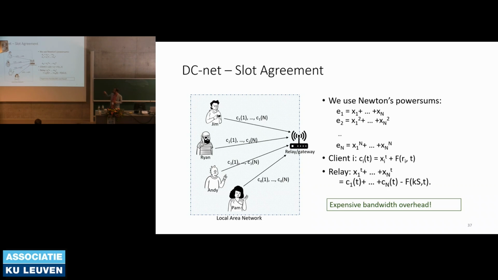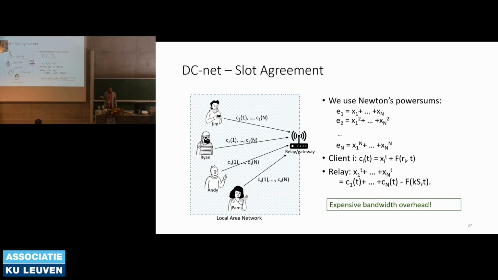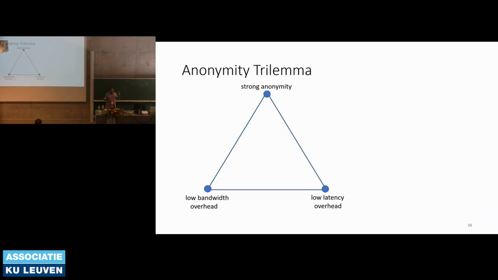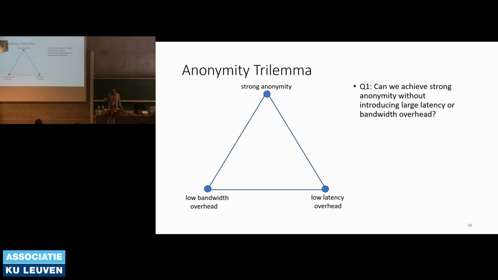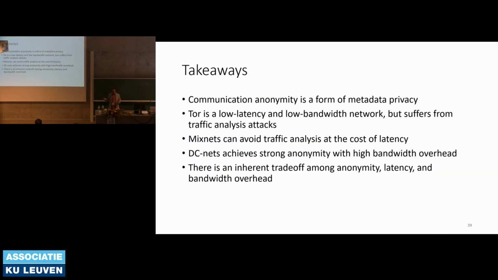But that means in every round, every user has to send a message, for one message one user wants to send. And that is expensive in bandwidth overhead. And for many years, the anonymous communication researchers wondered, is it possible to achieve strong anonymity guarantees without introducing large latency and bandwidth overhead? And it seems the answer is no, based on some work. I will not go through the takeaways in detail. You can read them, and I will ask if you have any questions.